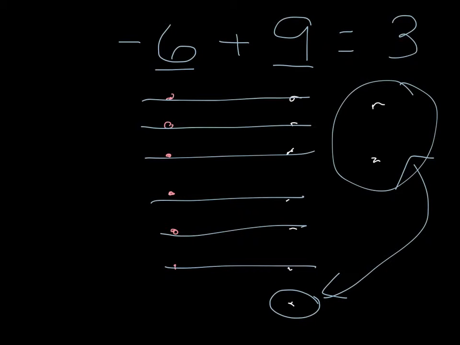Now, there are 3 positives left, so our answer is positive, because if you look at these 2 numbers' absolute values, the absolute value of 9 is greater than the absolute value of -6, and that's positive, so my answer is positive.